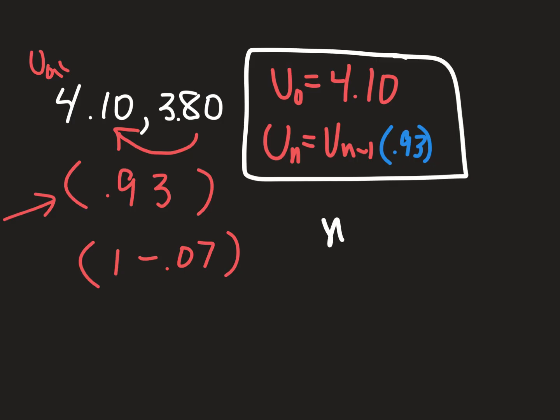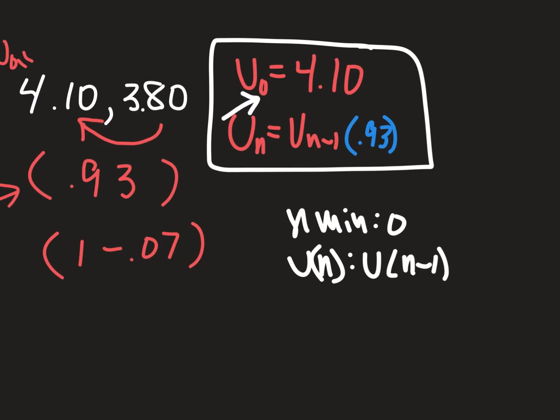First thing they ask is n min. And since it's a real world problem, and this is the smallest n, it's 0. u sub n minus 1. And then the last line is u n min, which is 0 if you have the fancy calculator. And u sub 0 is, oh, it's given up there. Do you know how to put this in the calculator?